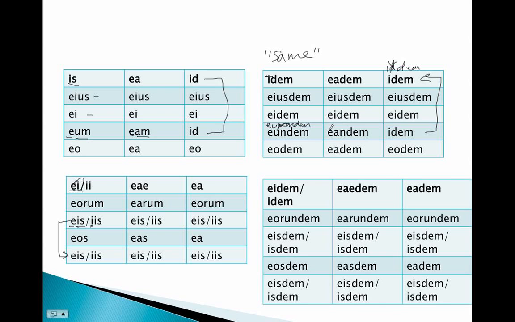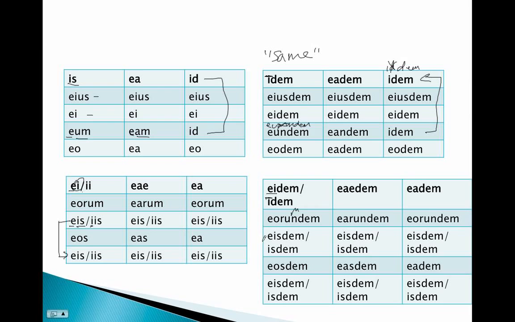In the plural, it also is, as you'd expect, mostly a few shifts. And that is in the nominative plural, you have eidem, as you expect, but that double i instead of eidem just becomes a long i. So iidem, eaedem, eadem, and in the genitive plural, eorundem, so that m, like in the accusative singular, has shifted to an n. So eorundem, earundem, eorundem.